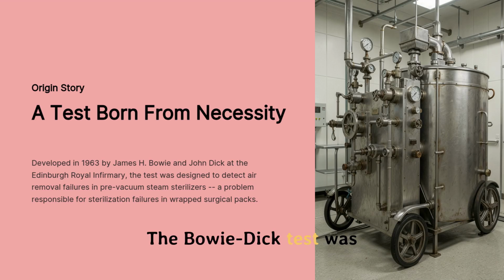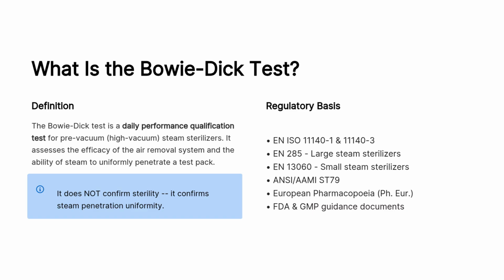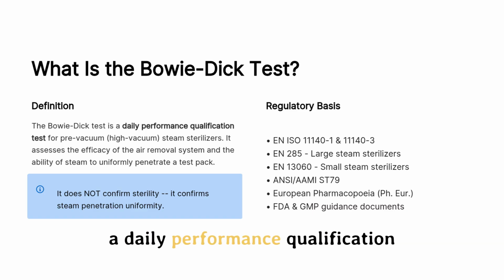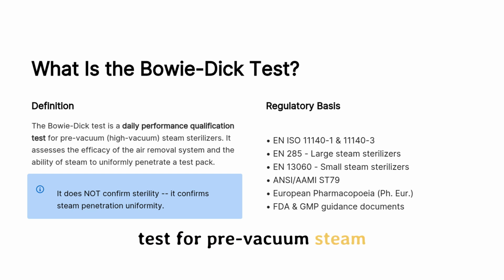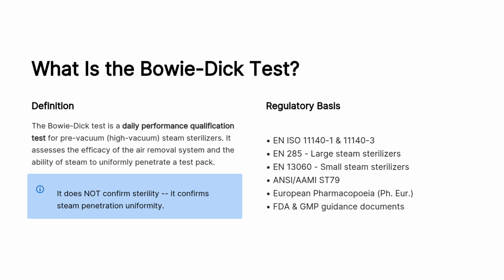The Bowie Dick Test was developed in 1963 by James H. Bowie and John Dick at the Edinburgh Royal Infirmary. It was created to identify air removal failures in pre-vacuum steam sterilizers, which were causing sterilization failures in wrapped surgical packs. The Bowie Dick Test is a daily performance qualification test for pre-vacuum steam sterilizers. It evaluates air removal and steam penetration uniformity, not sterility.